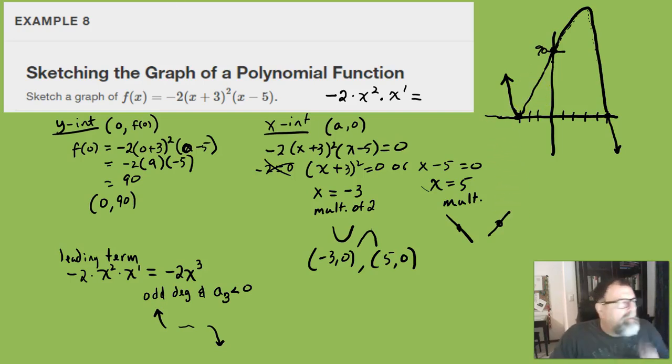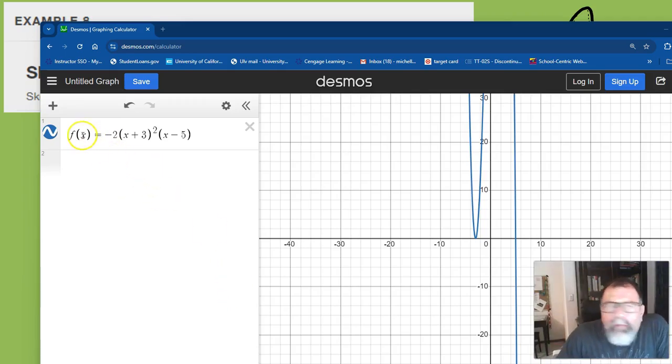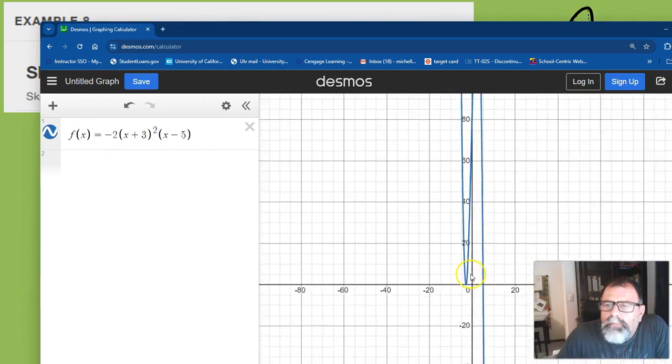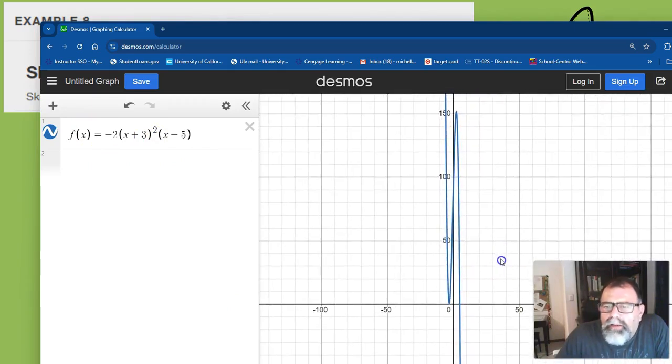Now let's go to Desmos and see. Again, my scale is off a little bit, so if I were to zoom in or change scale, basically we're going to have the two humps, the two turning points. It's going to hit the x-intercept at x equals -3, and the y is 0, and then 5, 0. Okay, so I put it in Desmos, and again, you can see, for the most part, it doesn't look exactly like the way I did it, but the same idea. We got the left end going up.